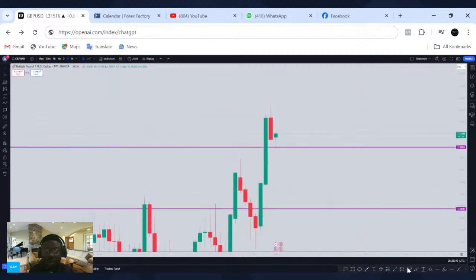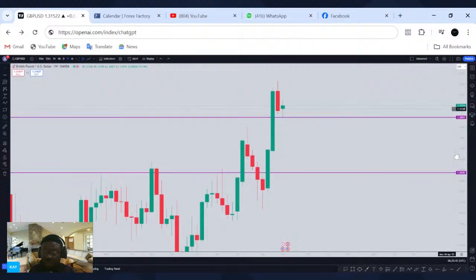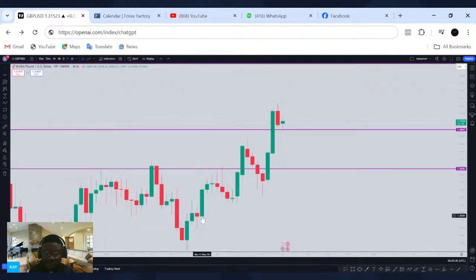So what you are expecting is the same thing that happened over here to repeat itself again. You get it? It broke out, retested on this one, and continued. It broke out, retested on this one, and continued. So what are you expecting on this key level? To continue.